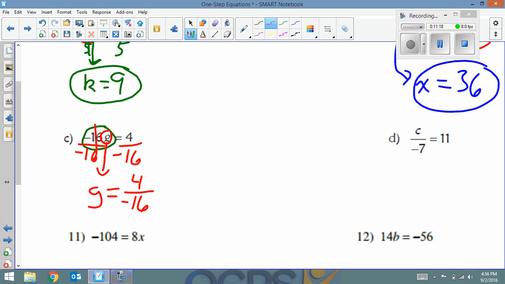So is there a number that goes into both 4 and 16? And yes, there is. That number is 4. So I got to divide the top number by 4 and the bottom number. So my new answer would be 4 divided by 4, which is 1. -16 divided by 4, which is -4. So my answer is -1 over 4.